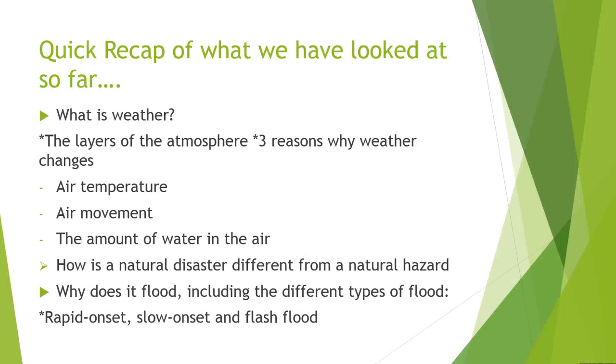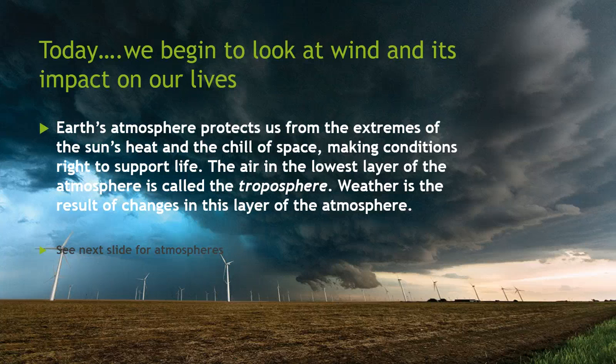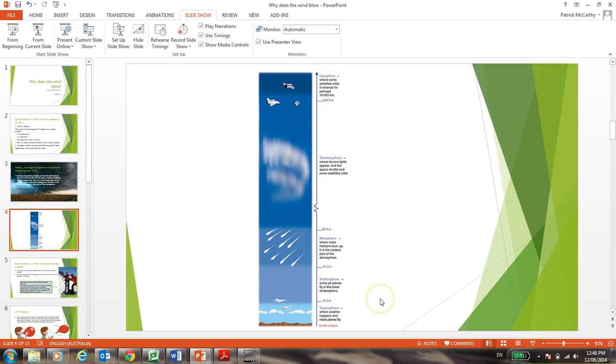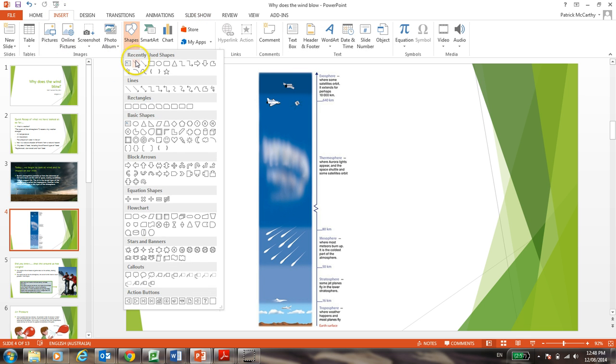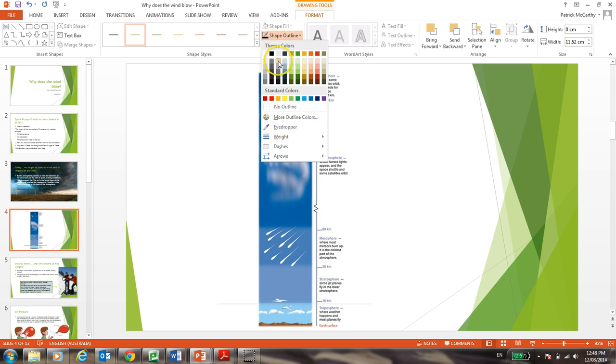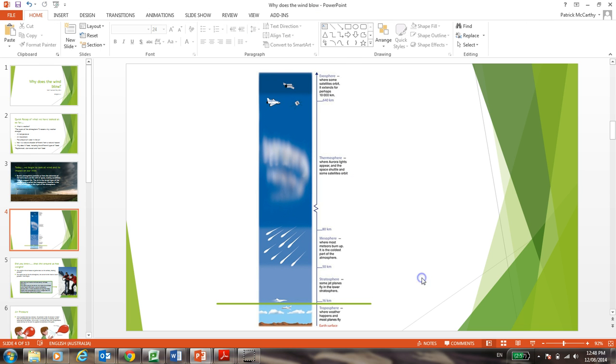Now, as I mentioned here, we looked at the different layers of the atmosphere, and we can see here that weather is the result of changes in the troposphere. So, does this look familiar? It should. It explains the different layers of our atmosphere. Now, if we were to look closest to the Earth, so that's our Earth's surface, between the Earth's surface and 16 kilometres above it lies the troposphere. And that is exactly where weather occurs. So anything under there, in this space, is where weather happens and most planes fly. Okay, so that's very easy to establish.